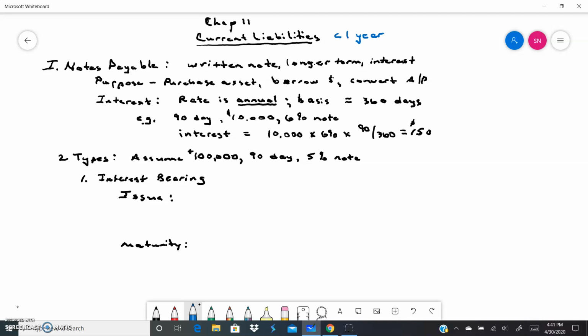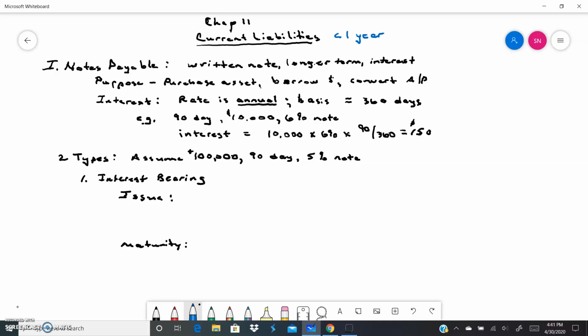Notes payable are somewhat similar to accounts payable. Accounts payable, of course, usually arise from purchases of inventory or supplies, say, on account from suppliers or vendors. They usually are very short-term in nature, 30 to 60 days, and typically do not involve the payment of any interest. So those are typically called trade payables. Notes payable are a little different.